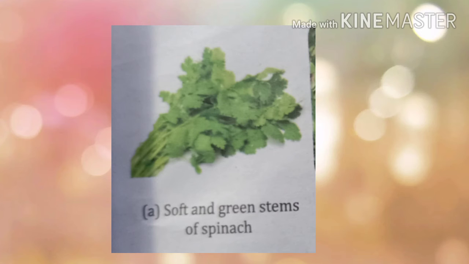Now we discuss the soft stem. These stems are green in color. Generally herbs have soft stems. Herbs have soft and green stems, and climbers have weak stems that cannot stand upright.